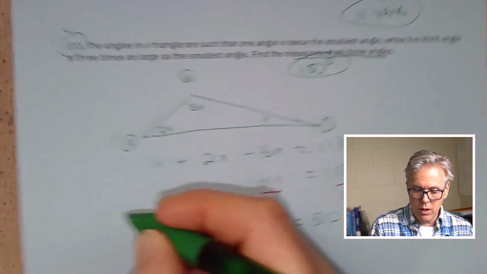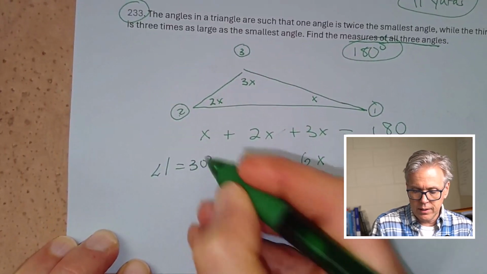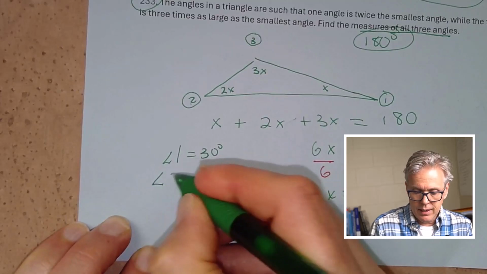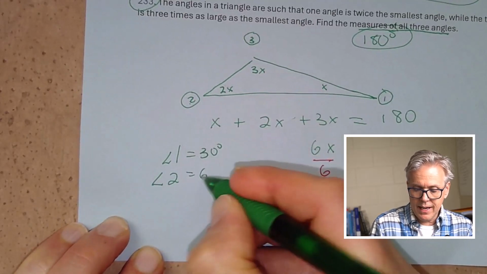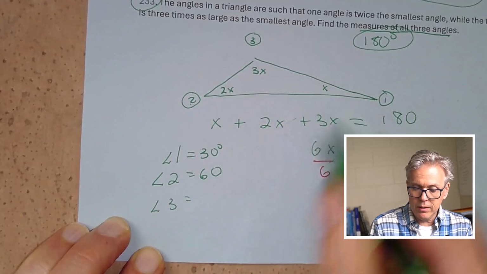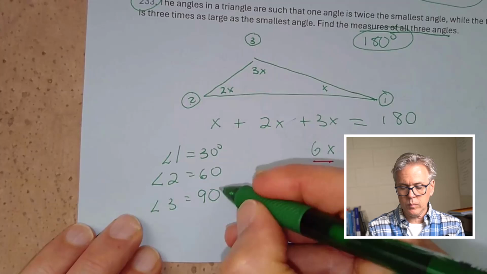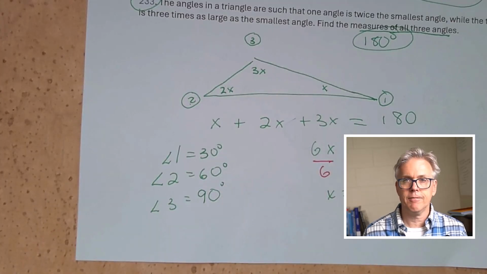So angle 1, here's my symbol for angle. So angle 1 is 30 degrees. Angle 2 is twice that, so 60. And angle 3 is 3 times the smallest angle, which would be 90. All right, so I hope that helps.